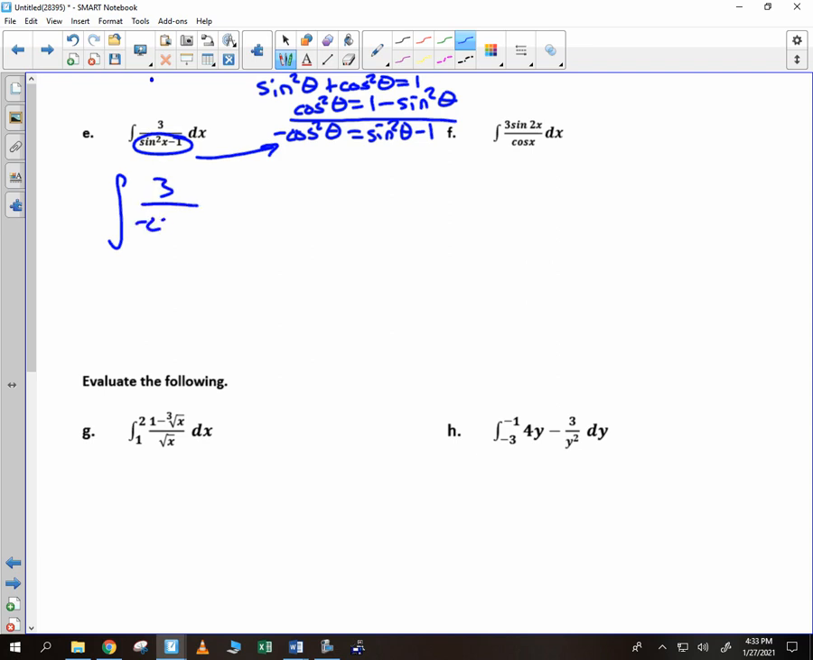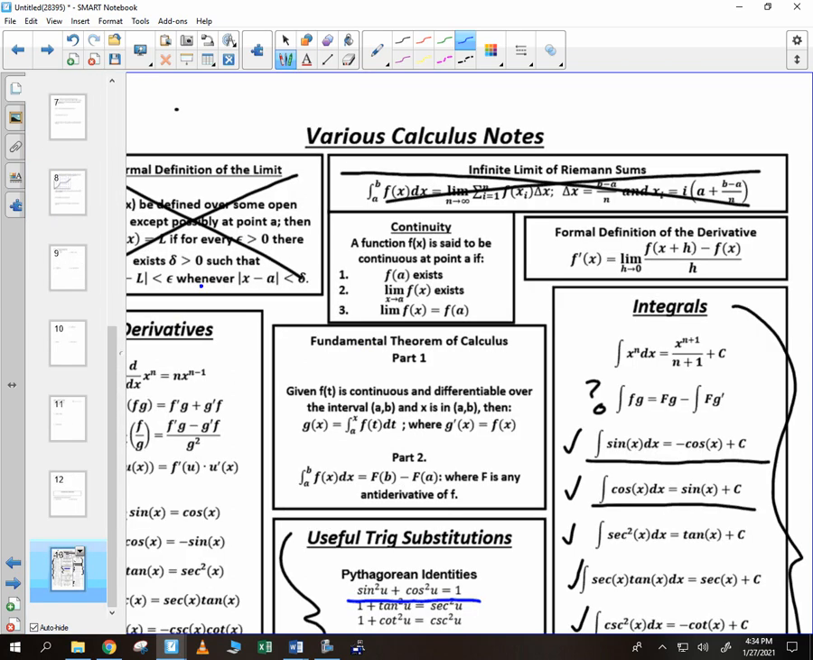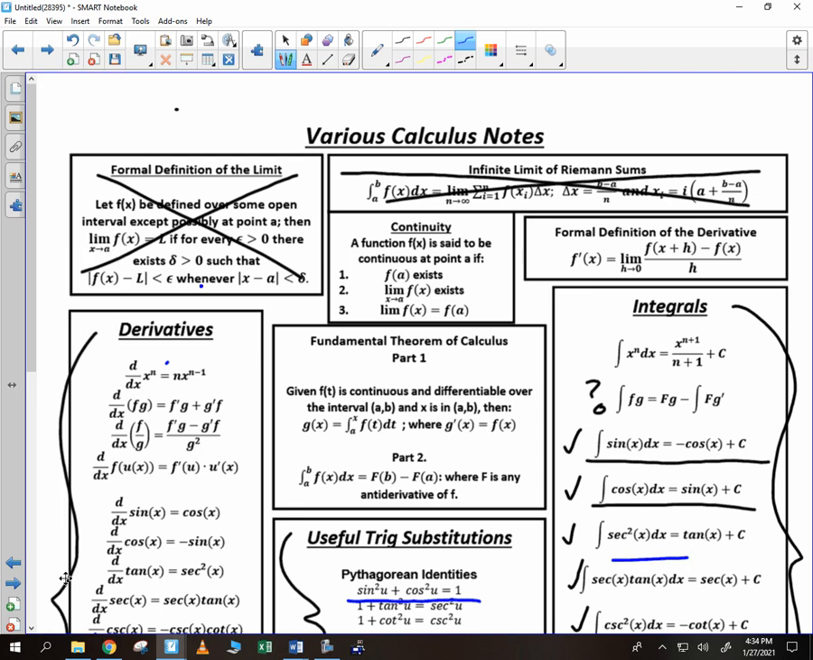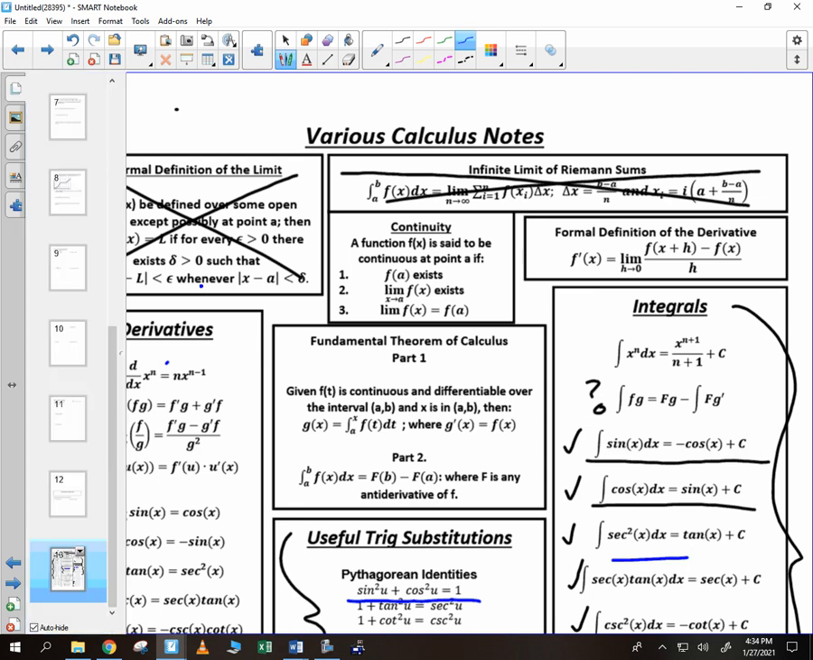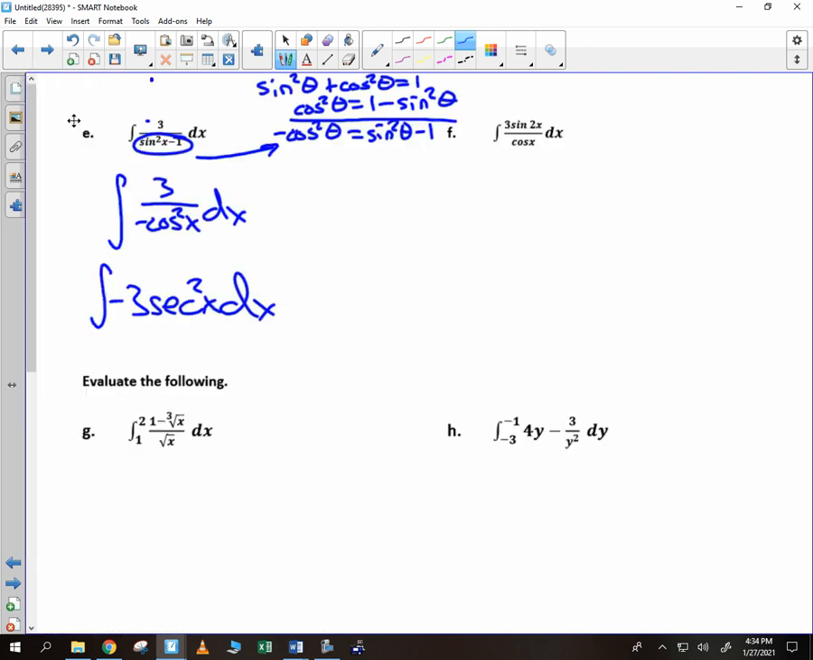3 over negative cosine squared. Well, 1 over cosine is the same as secant. So we now have the integral of negative 3 secant squared of x dx. And so now it's in a form that we can deal with, because you do know that the antiderivative of secant squared is in fact, hopefully you have that memorized, but if you look over here, we have in fact tangent. So I go back to my problem here, and this is equal to tangent of x times negative 3 plus c.